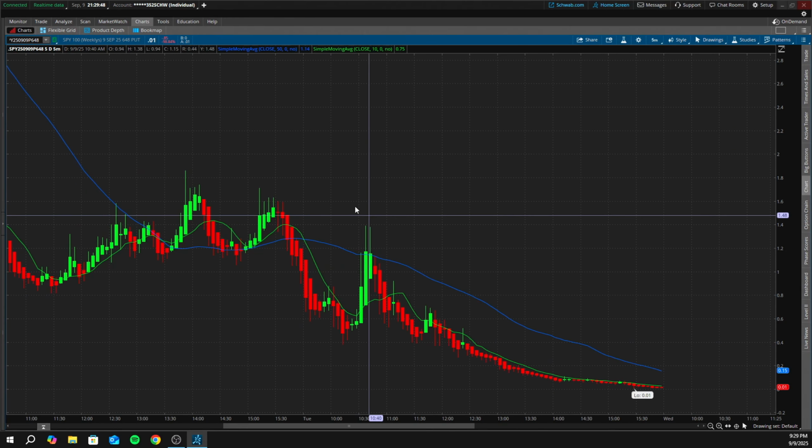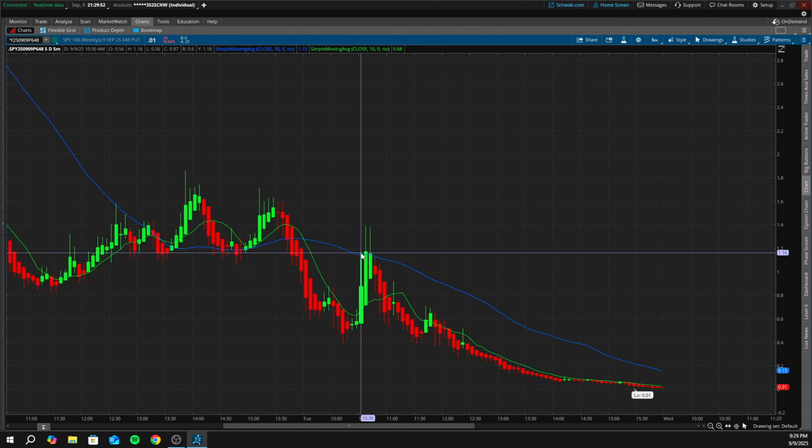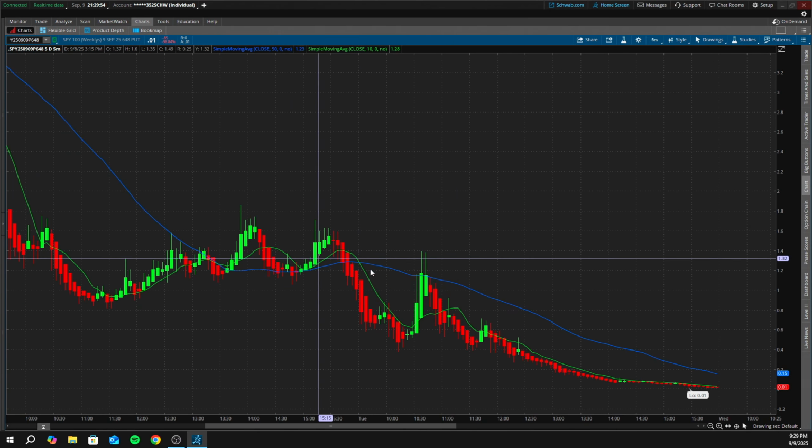And then when we flip to the put side of things, you can see this is actually where I ended up selling all my position, right here. As soon as we popped up into this 50 SMA, that's where I sold it all. Why? Because this is a major pivot intraday.